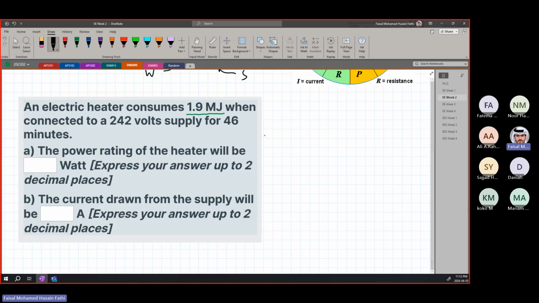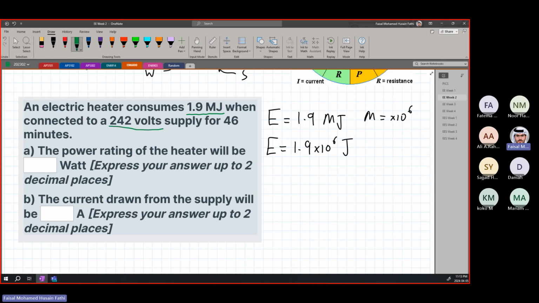So now, an electric heater consumes 1.9 megajoules. So we have the energy E equal to 1.9 megajoules. The first step is to convert this to joules. Mega means times 10 to the power of 6, so E is equal to 1.9 times 10 to the power of 6 joules. That is the first step. When connected to a 242 volts supply, V is equal to 242 volts, for 46 minutes. So we are given the time T equal to 46 minutes.